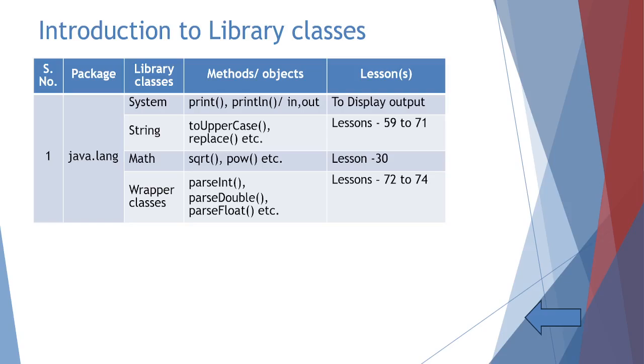We know the important methods of system class that are print and println. And there are three objects actually: in, out, and ERR objects which are defined in system class. And print and println are used to display output, and each and every program gives output, so we need to use either print or println methods. String class has many static as well as instance methods, for example, to uppercase, replace, etc. We've discussed string class from lessons 59 to 71.